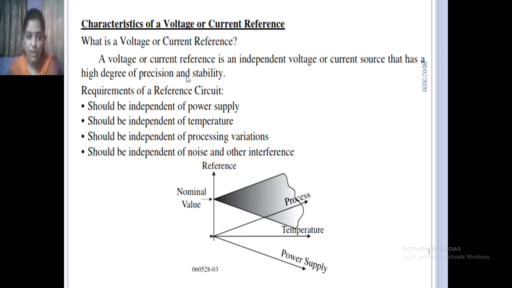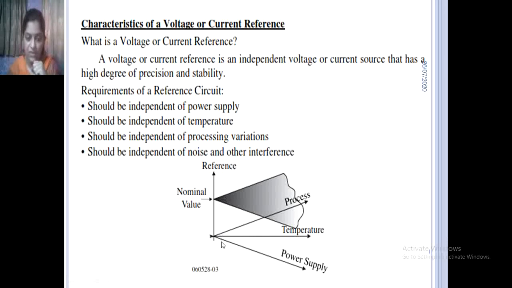To make these voltage references, what are the requirements of a reference circuit? It should be independent of power supply, meaning a separate power supply is required. Then independent of temperature, meaning it will not vary due to temperature variation. Then independent of processing variation, so any processing variation causes no disturbance to the voltage reference circuit. Then it is independent of noise and other interference.